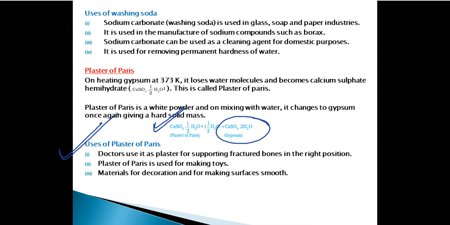If you have got any injury in your hand or legs, you have seen that the doctors will use this to correct the position of the bones by doing that plastering process. Next one, it is used for making toys and many of the decorative items in our house. It is a material for decoration and for making surfaces smooth, so it is used for making many decorative items, statues, etc., and also used to make the surface smooth. So these are the different uses of plaster of Paris.